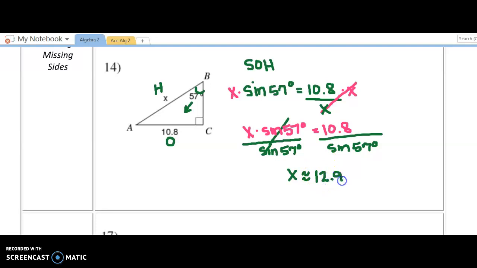And then again, take a look. Does that seem like a reasonable answer? And I look and I say, yep, it's my hypotenuse. It's the longest side, so it definitely has to be bigger than the 10.8. So it's pretty good. All right.